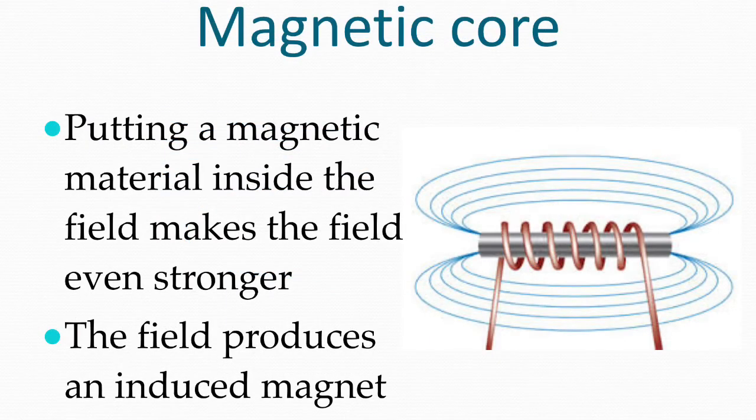You can make a solenoid even more powerful by putting a magnetic material inside the coil, something such as a soft iron core, which when it's put in the magnetic field of the electromagnet will itself become an induced magnet and therefore make the whole system more powerful.